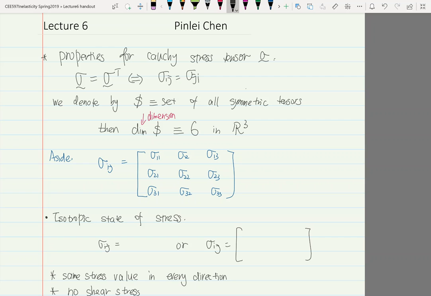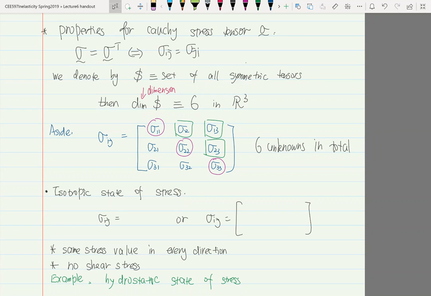Why is that? Because your sigma ij is symmetric. All the unknowns you have would be first the three diagonal terms, and then because of the symmetry, sigma 12 equals sigma 21, 13 equals 31, 23 equals 32. So in total, you are going to have 6 unknowns. That's why the dimension of this symmetric tensor is only 6.